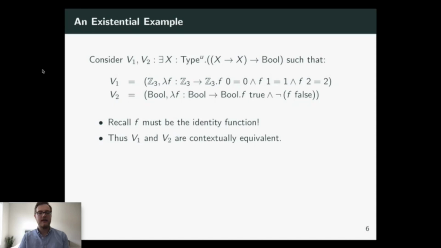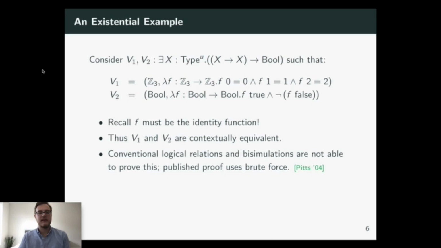So with that in mind, let's look at these two values of the same existential type. They contain functions that themselves take another function as input, f. And they both apply f to many different values, checking to see that it does indeed behave as the identity function. Since we've already shown that this is true, we can look at the functions in these packages and confirm that they both are always going to return true no matter what. So in other words, this means that they must be equivalent.